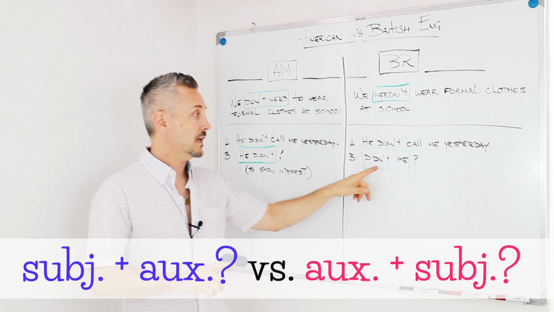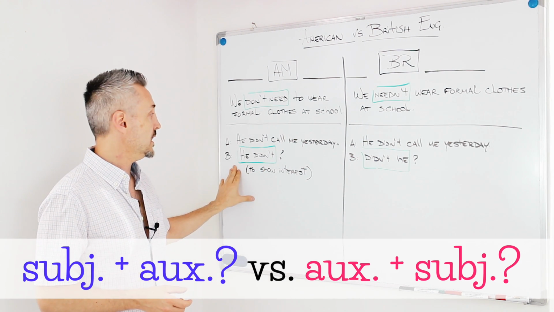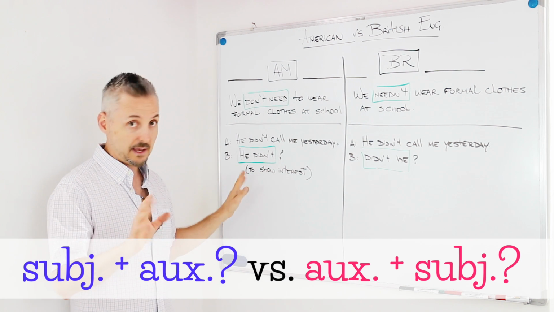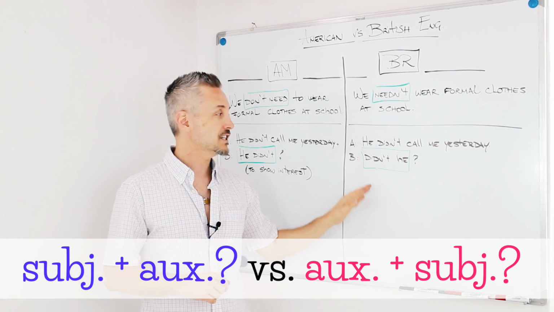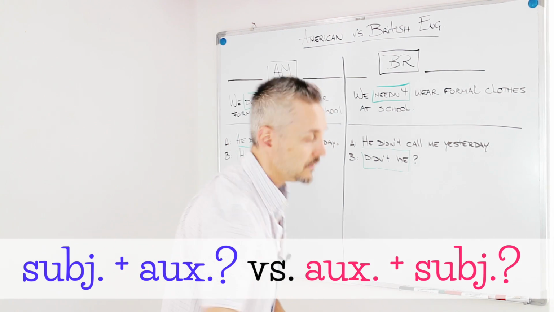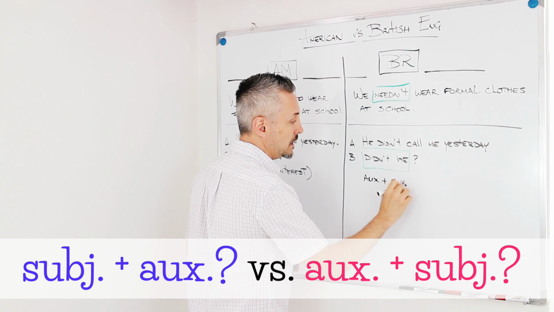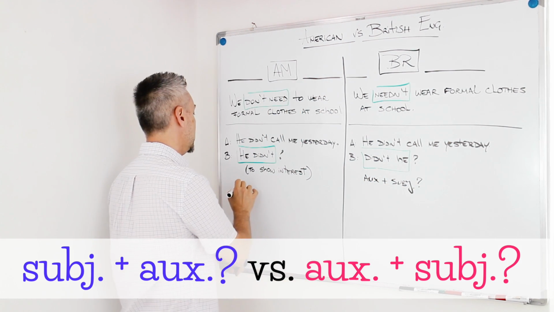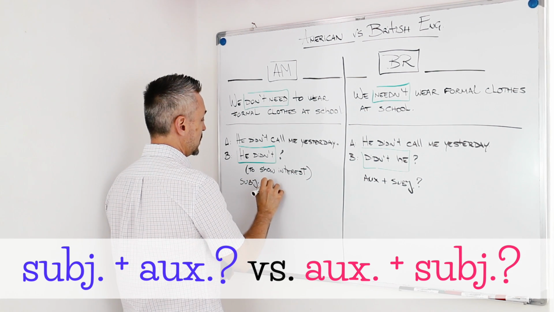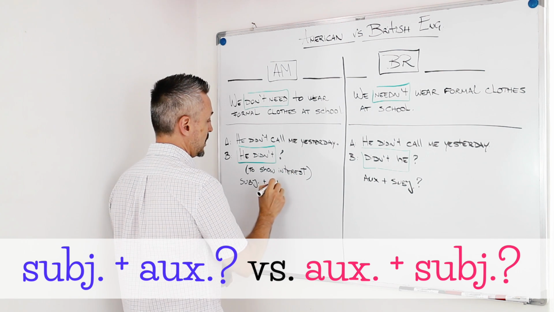Okay, so we invert the auxiliary. So in American English it is subject and then auxiliary plus not in this case, and in British English it is auxiliary plus not plus subject. Okay, so auxiliary plus subject in British English, and in American English it is subject plus auxiliary.